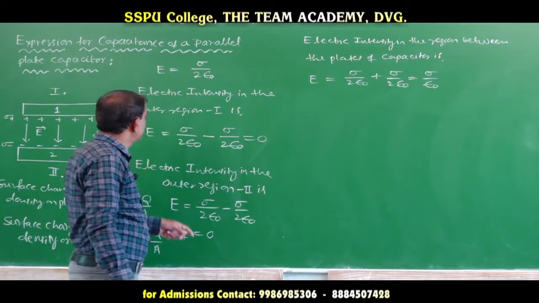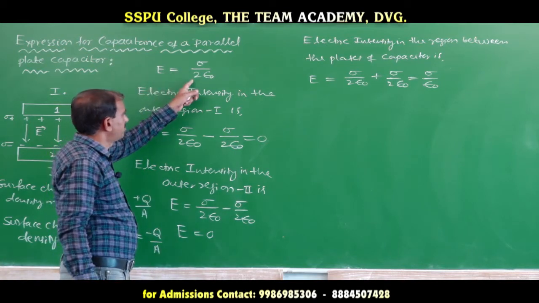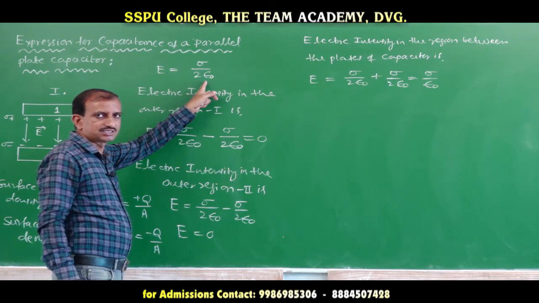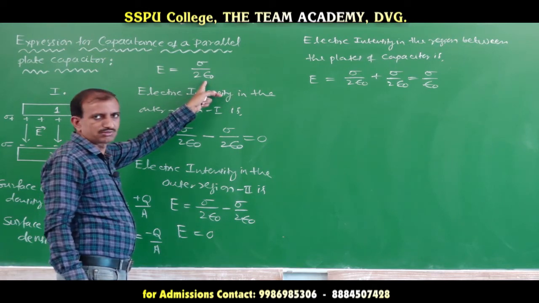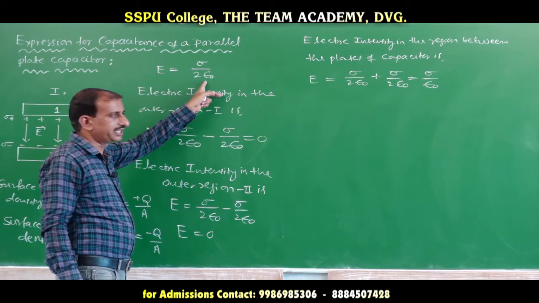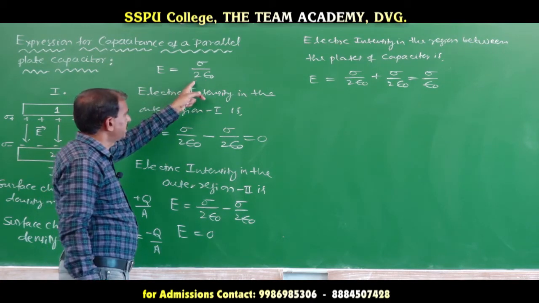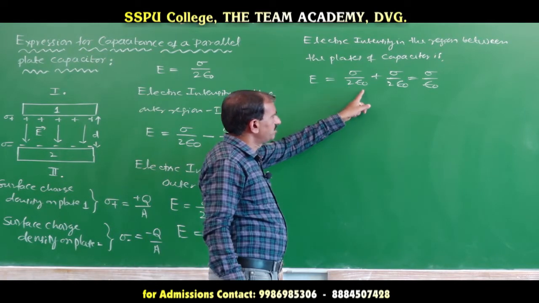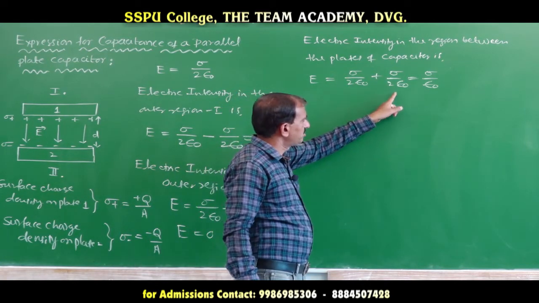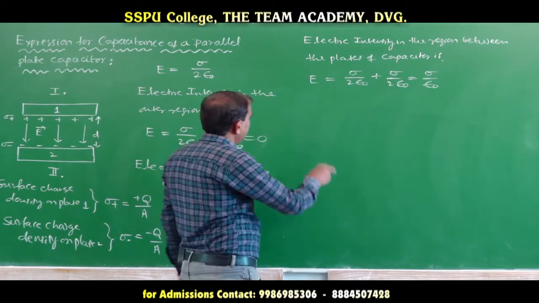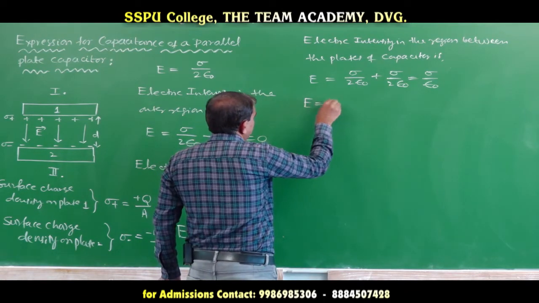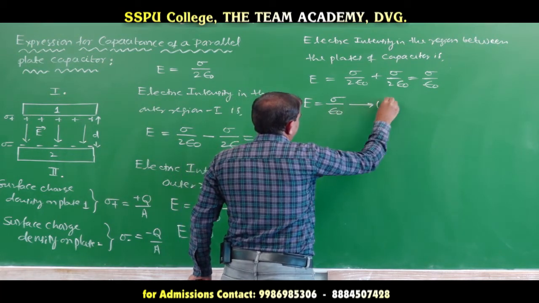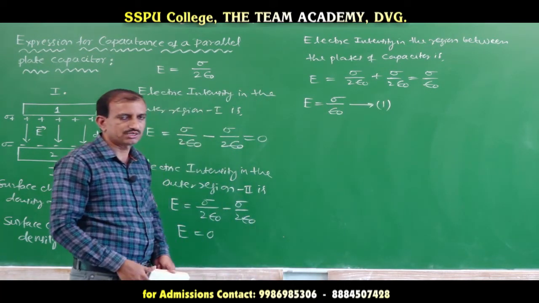See, we have derived this equation E is equal to sigma by 2 epsilon naught for a plate, the electric intensity near a uniformly charged thin sheet of charge. So it is sigma by 2 epsilon naught. Therefore, E is equal to sigma by 2 epsilon naught plus sigma by 2 epsilon naught, equal to what? Sigma by epsilon naught. See, this is the electric intensity in between the two plates of the capacitor. Call this equation number 1.